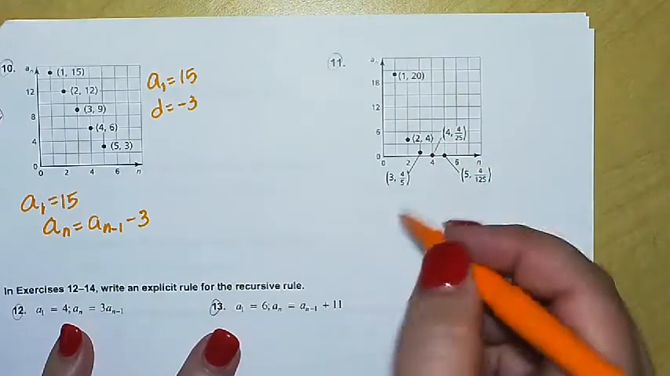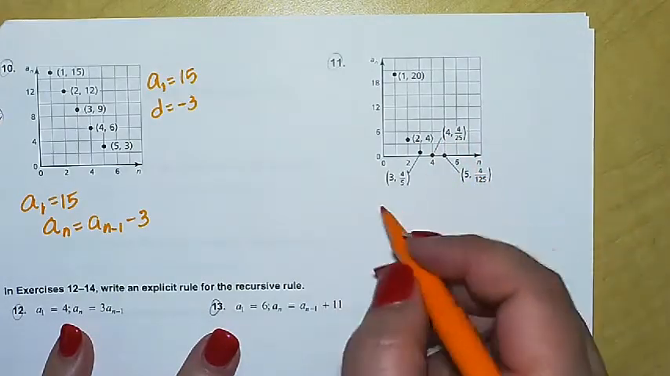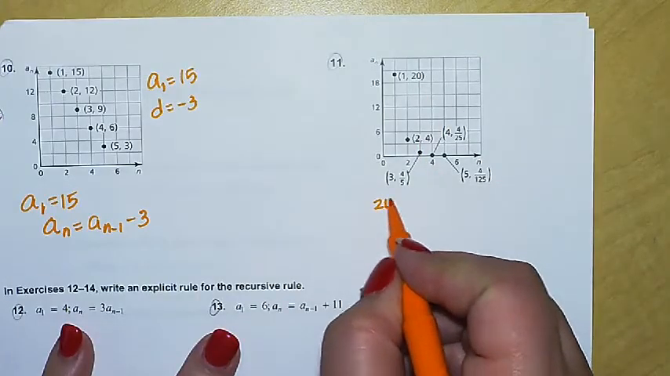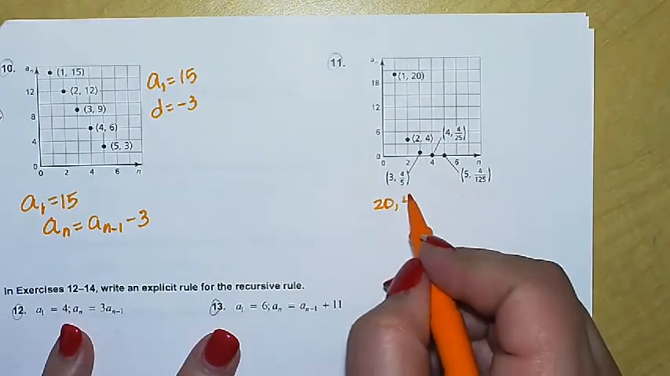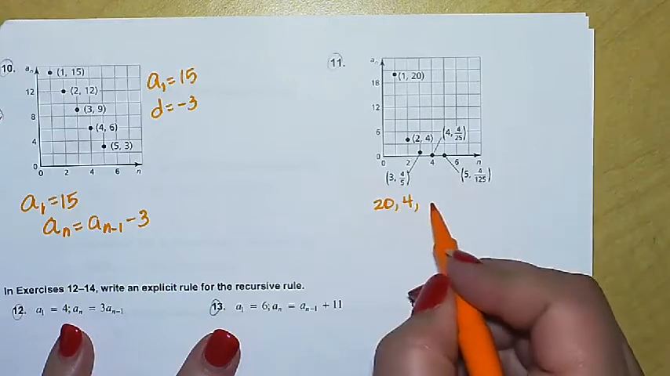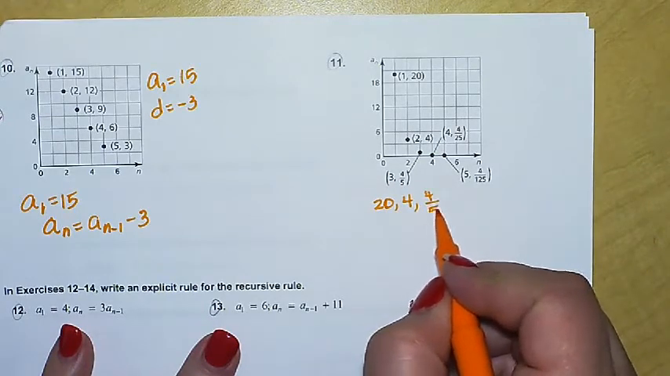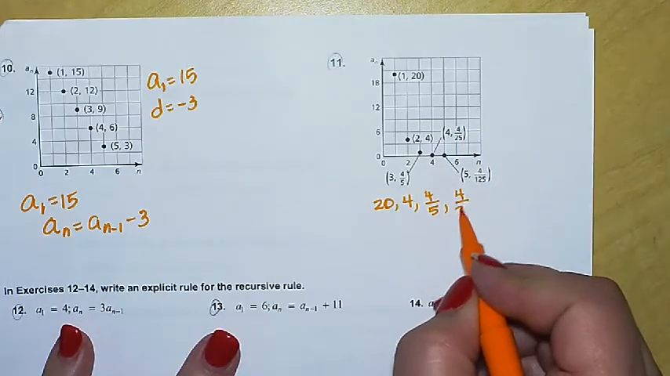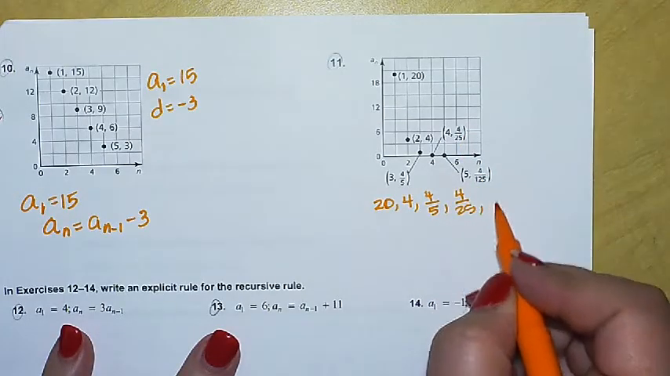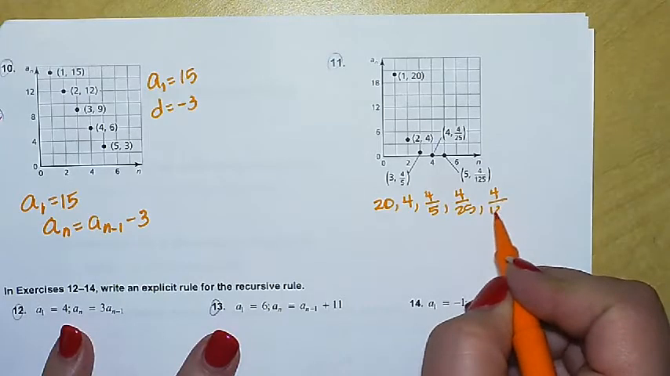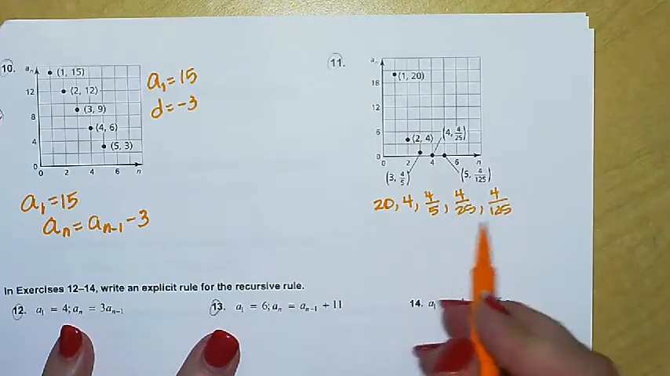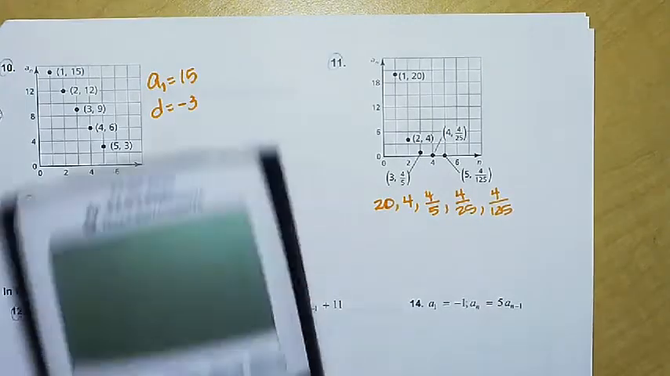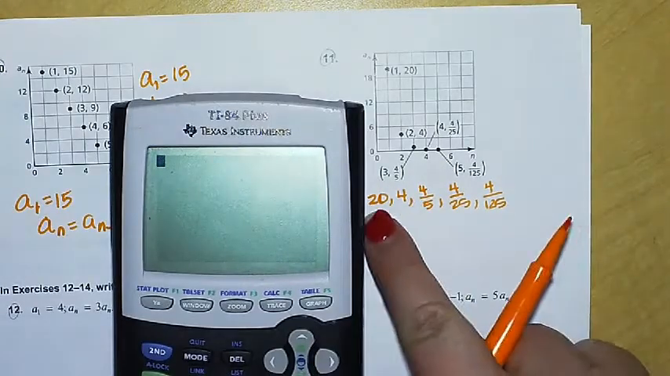And if it helps, by the way, you can definitely list out your sequence if you find that you work better off of that. So we could say my first term is 20. My second term is 4. My third term is 4/5. The fourth term is 4/25. My fifth term is 4/125. Just based on that, I'm pretty sure this has a multiplicative relationship, but let's check to be sure.